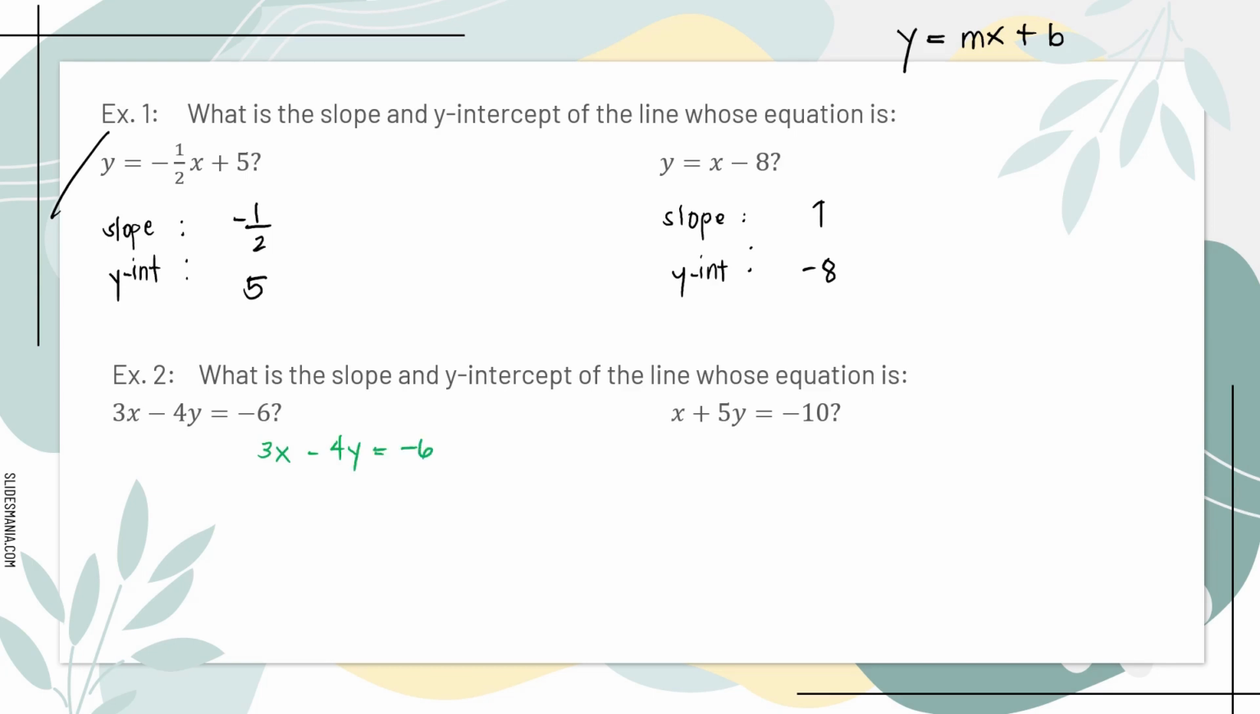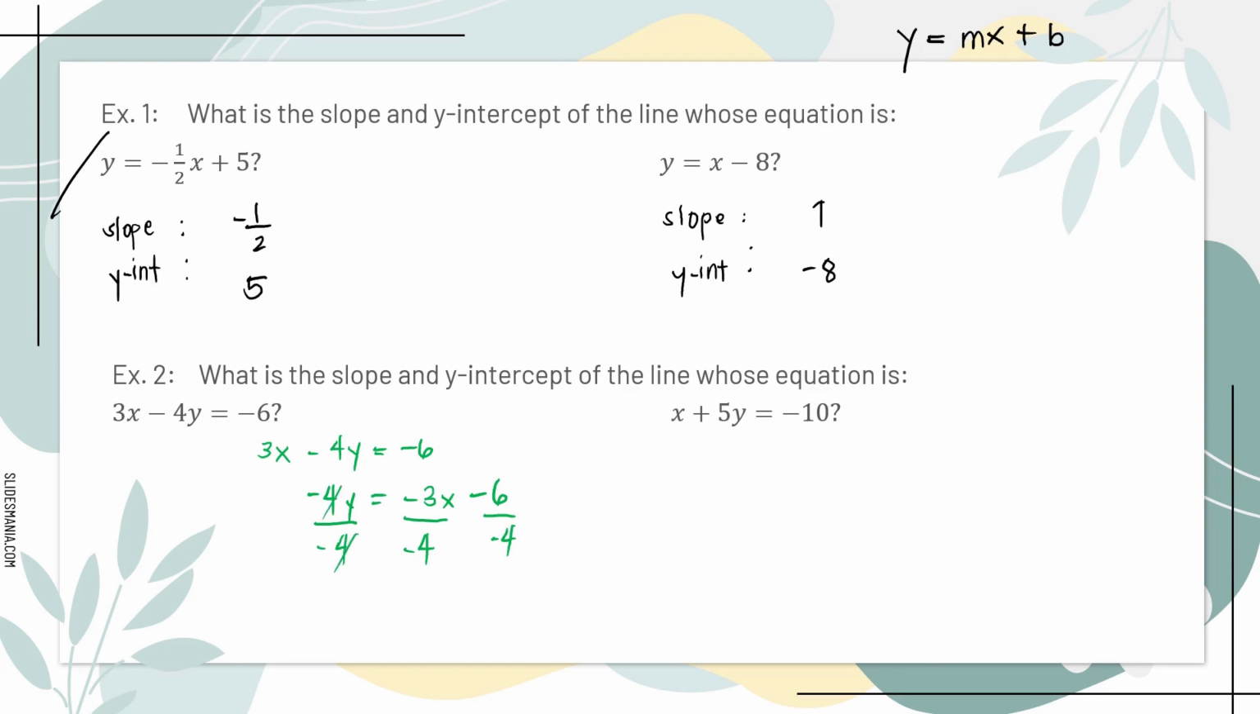Again, you separate your y so that it is alone. Since it is in this form, we move 3x to the other side, which becomes negative 3x, and then copy the negative 6. Divide both sides by 4, or sorry, negative 4, to remove the leading coefficient of y.